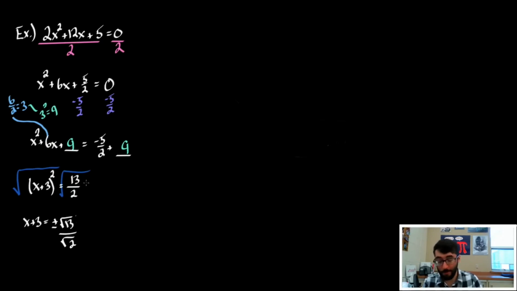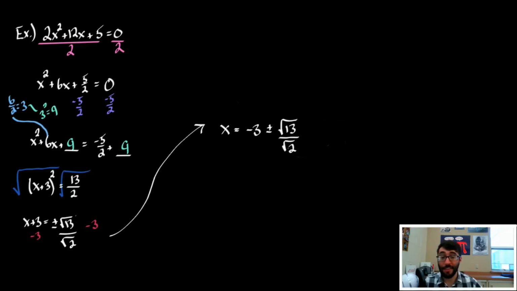The square root of 13 over 2 is the same as the square root of 13 over the square root of 2, because we're going to have to rationalize that in a second. Now from here, we can go ahead and solve for x. So I'm going to subtract 3 from each side, and that's going to get me x equals negative 3 plus or minus the square root of 13 over the square root of 2.